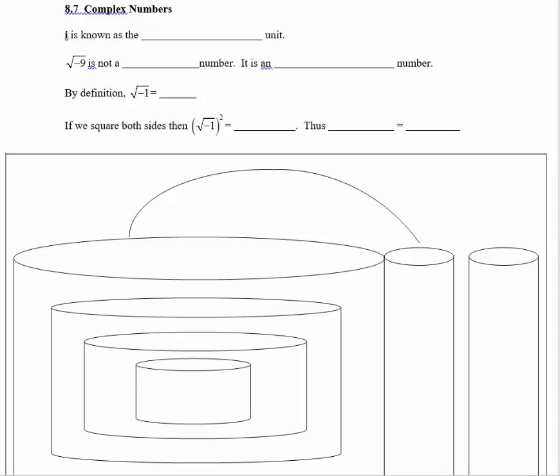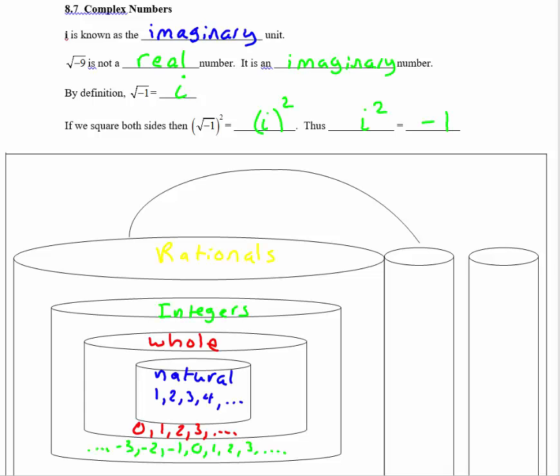Section 8.7, Complex Numbers. So now we're going to get into i's. If you haven't seen i before, i is known as the imaginary unit. When you talk about the imaginary unit, we have to understand that under a square root, say for example, the square root of -9, it's not a real number. I can't multiply the same number twice and get a -9. So it is considered an imaginary number.